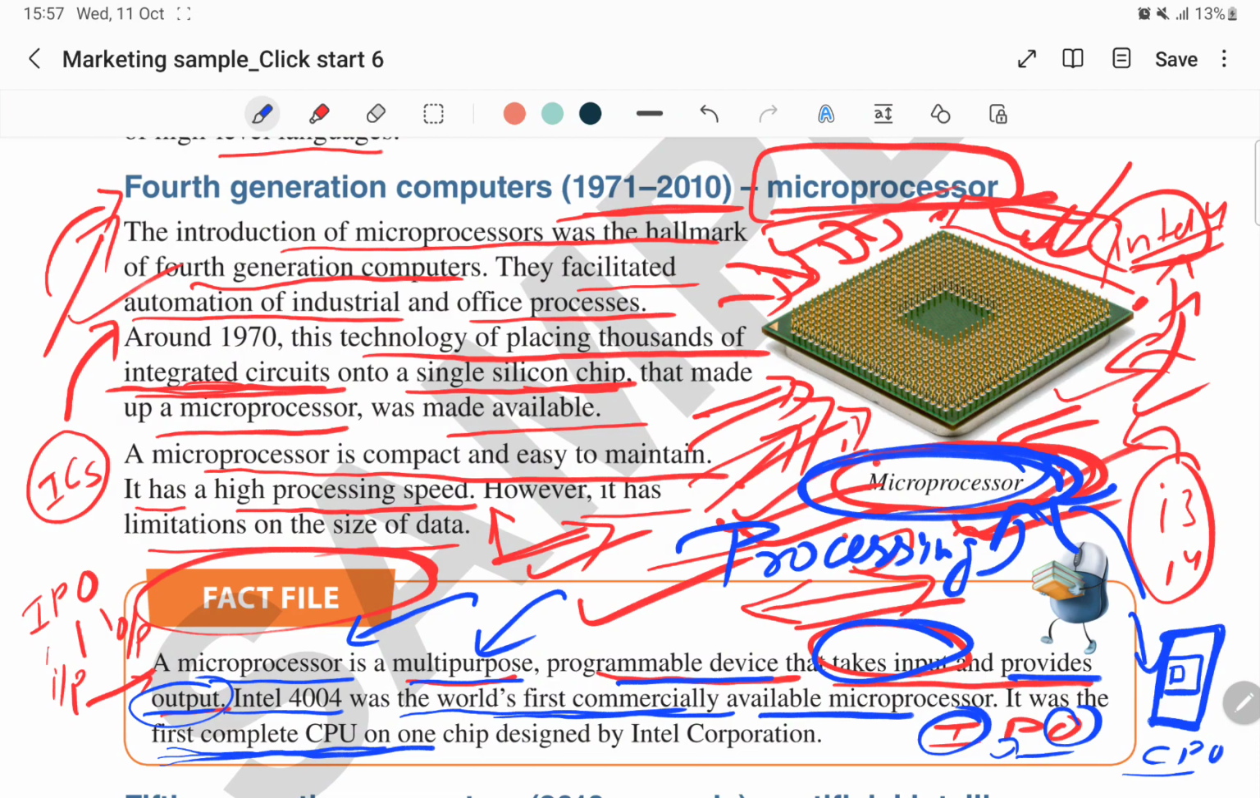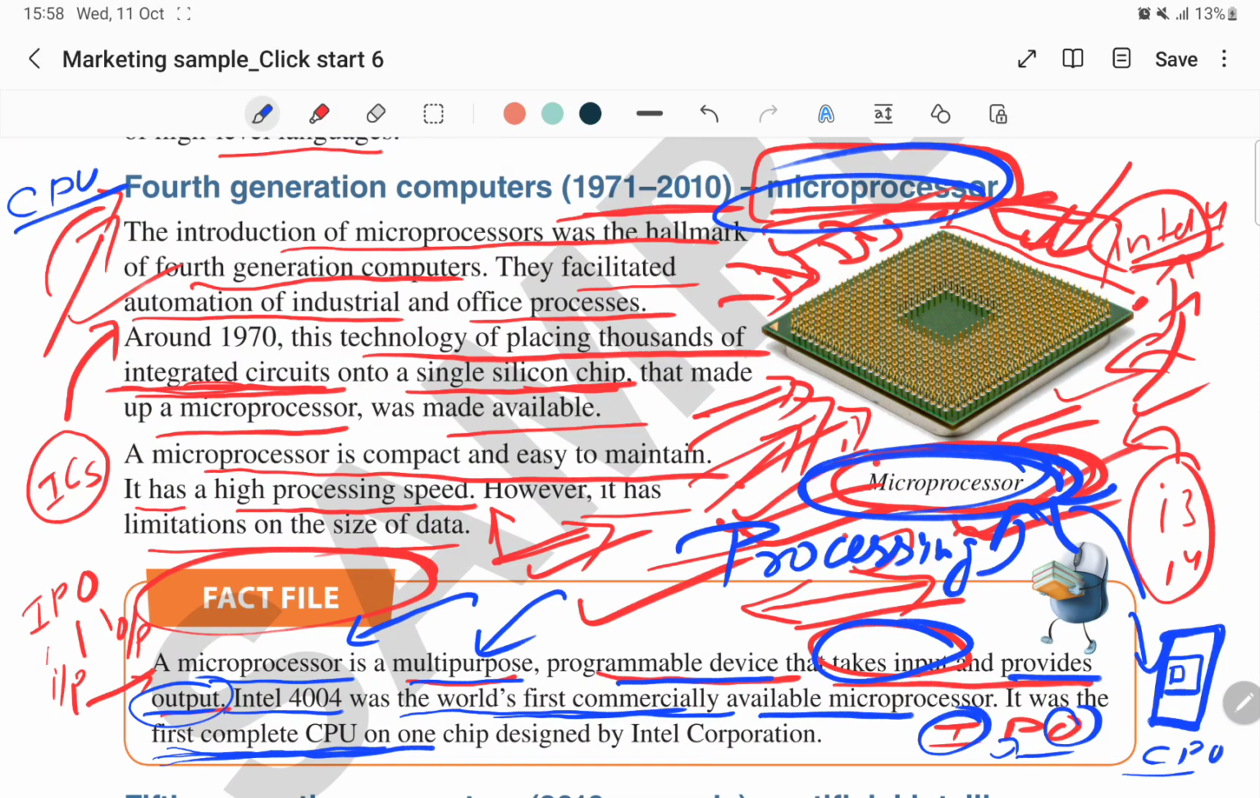Specifically the microprocessor is responsible, and generally we can say the CPU is responsible. For what? Processing speed. So we can say a CPU is incomplete without a microprocessor. Without a microprocessor, the CPU is incomplete. That's why it is said it was the first complete CPU.